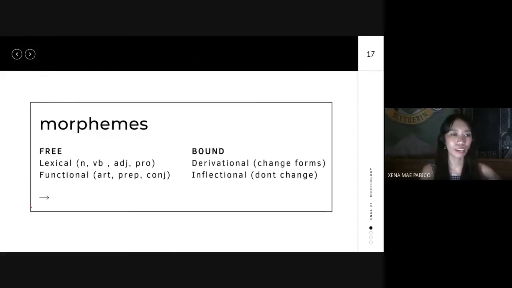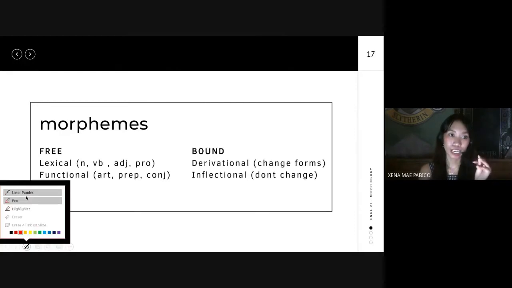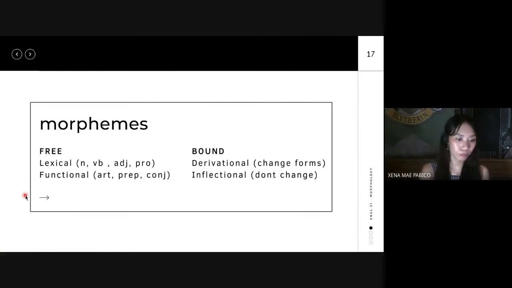So again, to summarize, morphemes have two types: free morphemes and bound morphemes. Free morphemes have two categories. These are lexical, those that carry content: nouns, verbs, adjectives, and pronouns. And the second one are functional morphemes. These are articles, prepositions, and conjunctions.